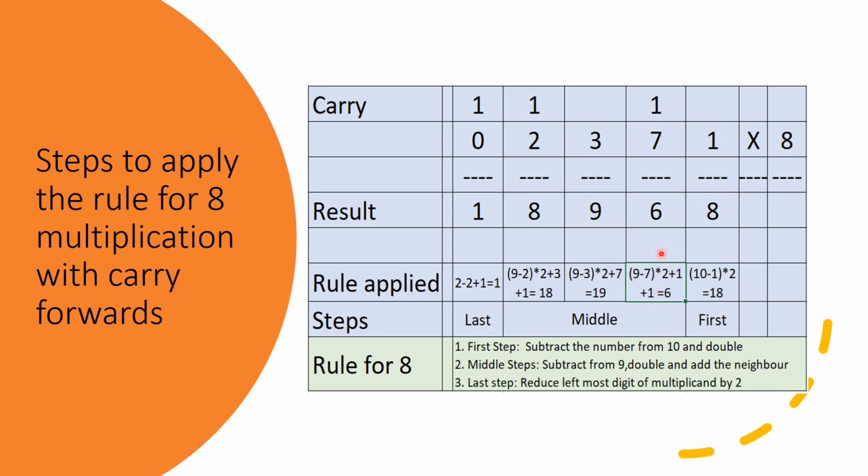So it is 6. Coming to the next digit, again you subtract the number from 9: 9 minus 3 into 2 and plus 7 is a neighbor, so it is 19. You keep 9 and carry forward the number 1 towards the next digit. Then 9 minus 2 into 2 is 14, plus 3 is a neighbor and plus 1 is a carry forward, so it is 18. Keep 8 here and 1 carry forward. Then here you consider the last step. In the last step, you take the leftmost digit, that is 2, minus 2 and plus the carry forward 1, so it is equal to 1. So the answer is 18968.